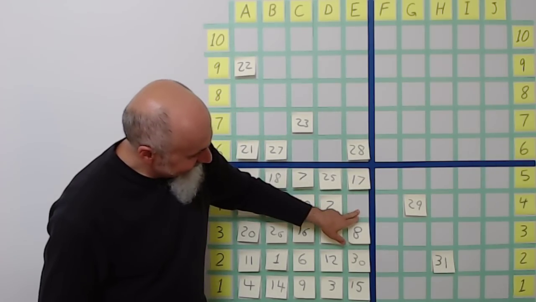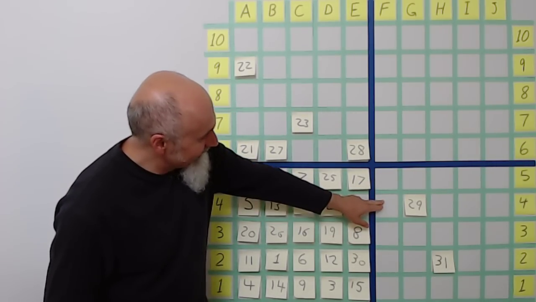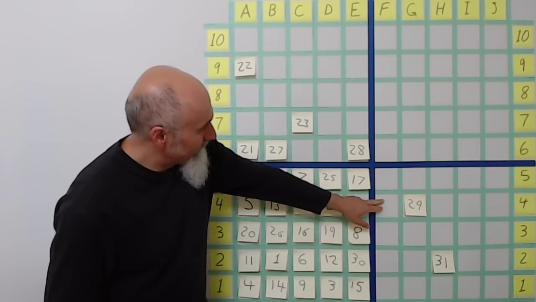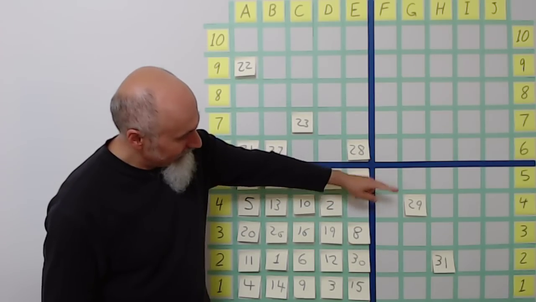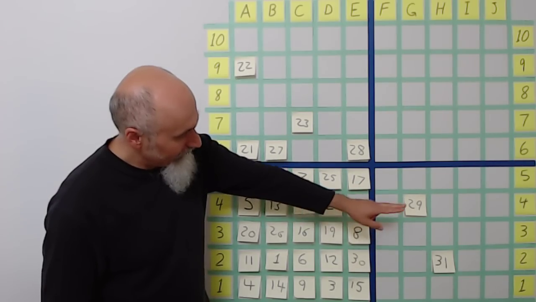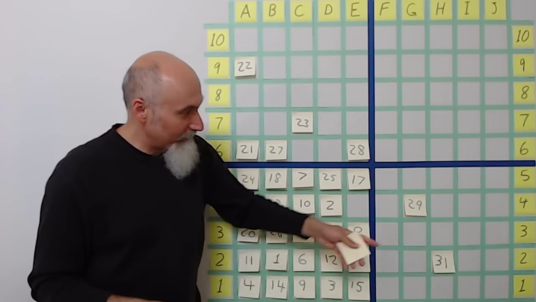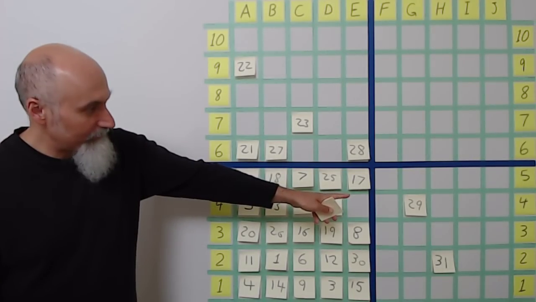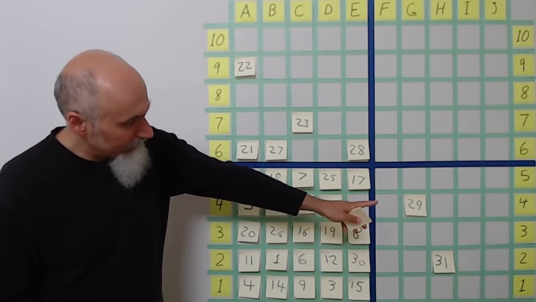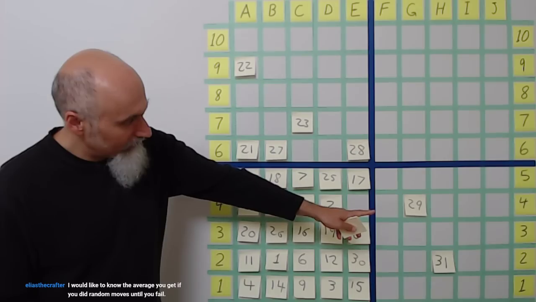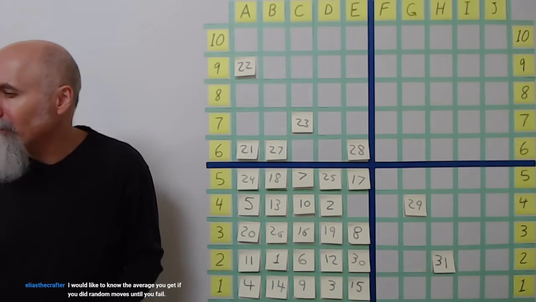We need to get this guy. 31, 32, 30, 31, 32, 33. Yeah, we could do it this way. 31, 32, 33. Oh no, that's not gonna work. 31, 32. 31. Where do we go from there?